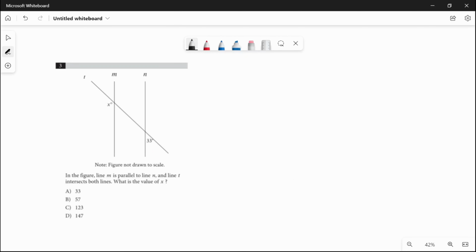Question number 3. In the figure, line M is parallel to line N, and line T intersects both lines. What is the value of X? So here we need to find the value of X. And we are given another angle as well, which is equal to 33. We know that opposite angles are equal. Therefore, this angle is equal to 33 as well. And that angle here is the same as this angle, which is 33. And because opposite angles are equal, this angle here is equal to 33.